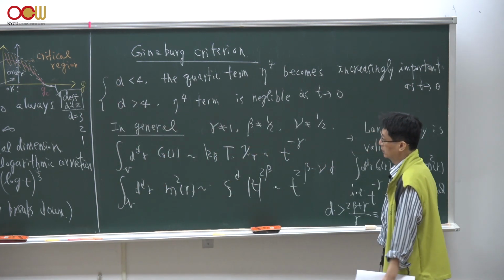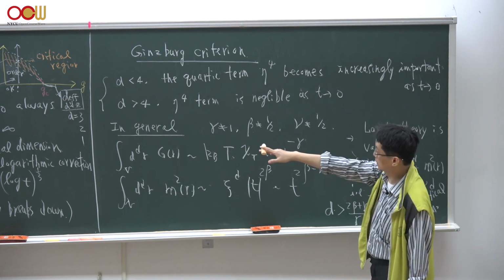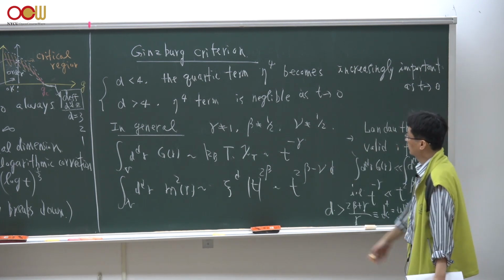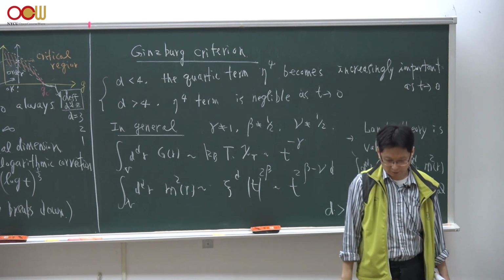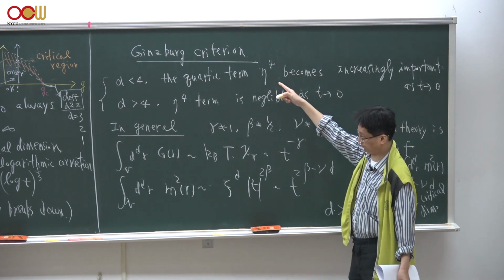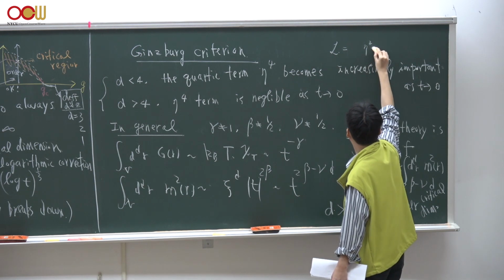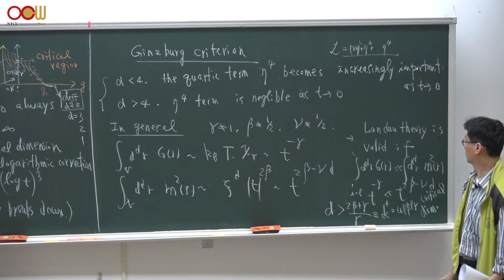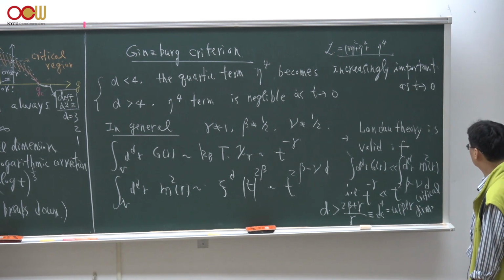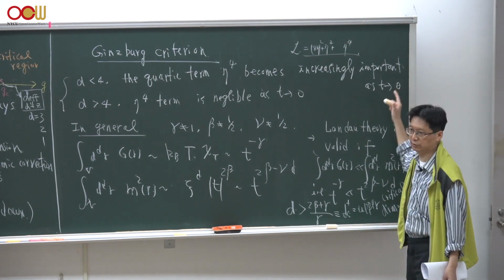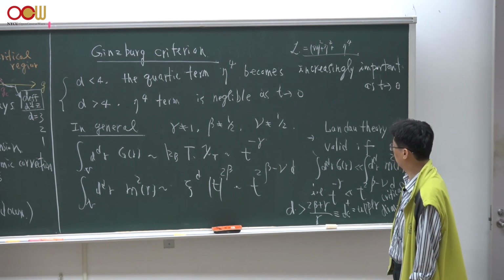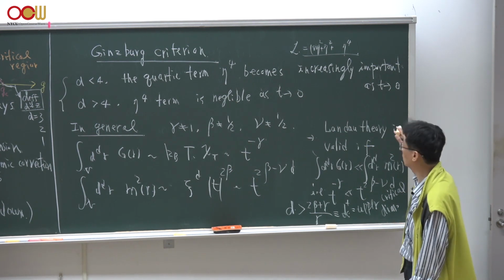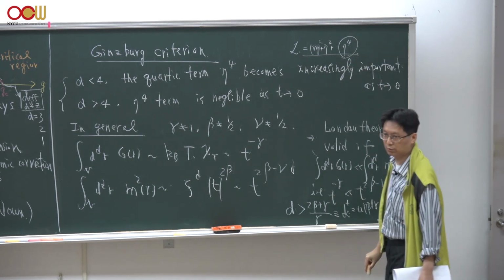Again, for dimensions below 4, where the Ginzburg criterion is always broken, or the mean field theory always fails, the quartic term in the Ginzburg-Landau expansion matters. Remember, Landau's free energy has eta squared, plus gradient eta squared, plus a term proportional to eta to the power 4. This term becomes increasingly important as little t goes to 0, where the temperature approaches the critical temperature, because then Landau's mean field theory fails and the next term is going to be very important.